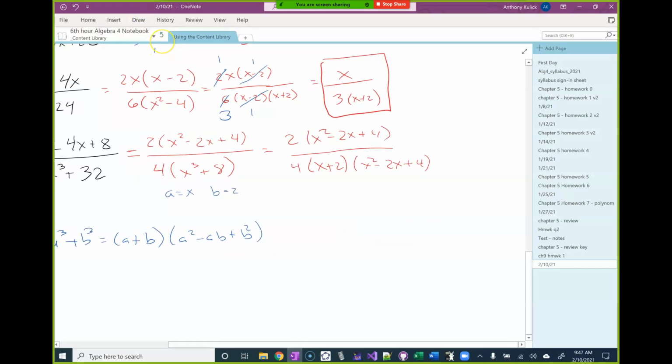And if we recall, the trinomial part of our difference of two cubes, or sum of cubes in this case, is never factorable. The x squared, I'm sorry, minus 2x plus 4? Nope. So what multiplies to give you positive 4 and adds to give you negative 2?